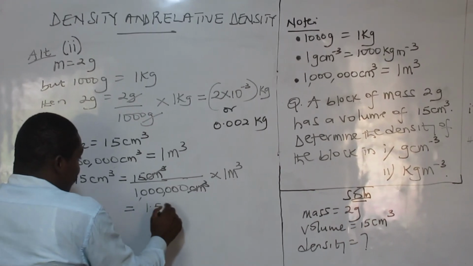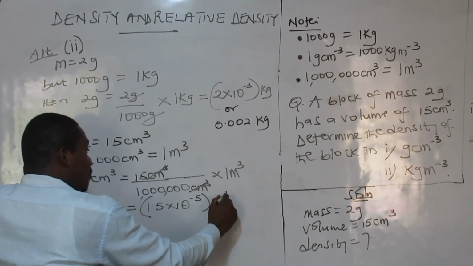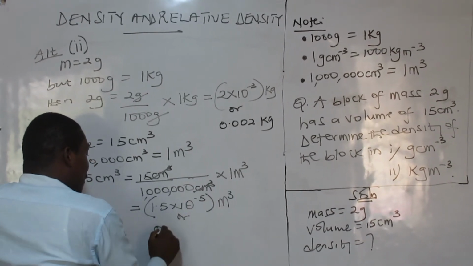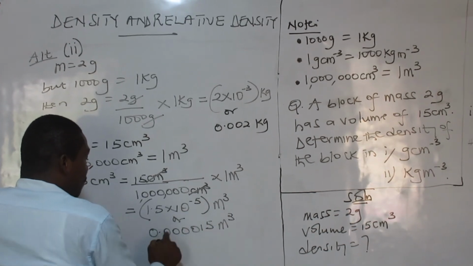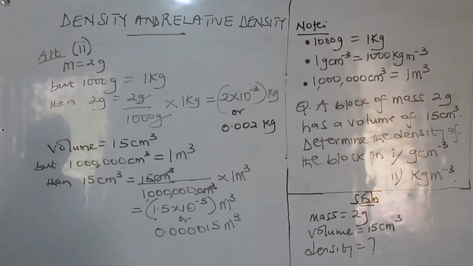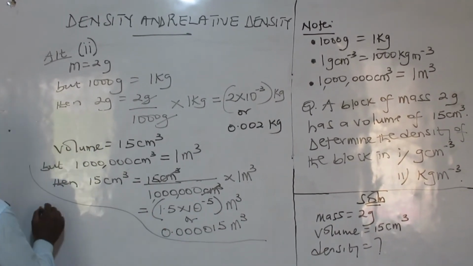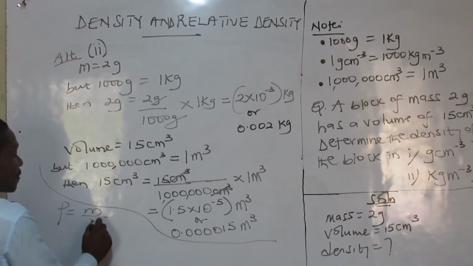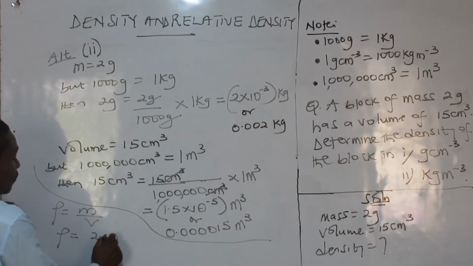So that's 1.5 times 10 to the power minus 5 meter cube, what you see. Or it's 0.00015 meter cube. Yeah, that's right. So I have to calculate my density. So density equals mass over what? Volume. Now what is my mass? 2 times 10 to the power minus 3.